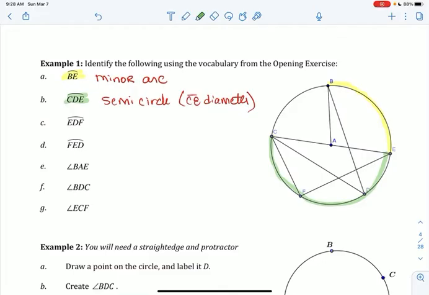Arc EDF. EDF. So, oops, I wanted a different color, sorry. EDF. So where is EDF? Okay, so E, and then I have to find D, and then I have to find F. Well, that's less than 180, so that is a minor arc. And so even though I have the 3 letters, that does not necessarily make it a major arc. It has to be greater than 180 degrees.